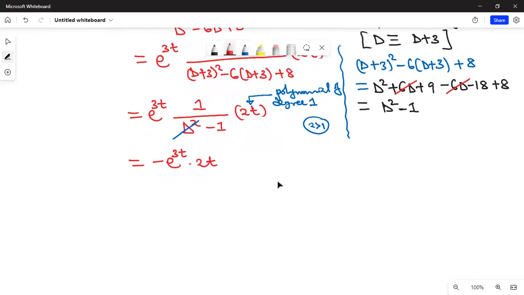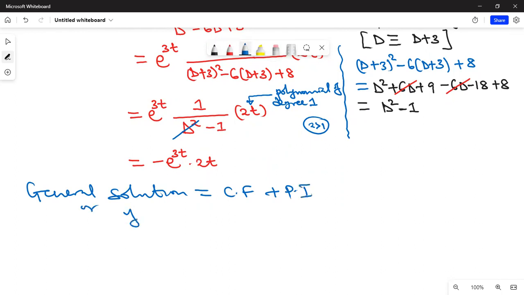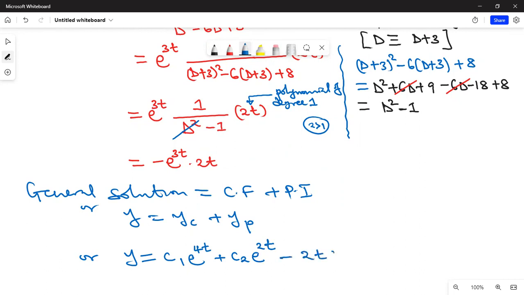So let's get the general solution. We simply add those two solutions. So the general solution is equal to the complementary function plus the particular integral, or y is equal to yc plus yp, or y is equal to c1 exponential 4t plus c2 exponential 2t minus 2t exponential 3t. C1 and C2 are arbitrary constants.